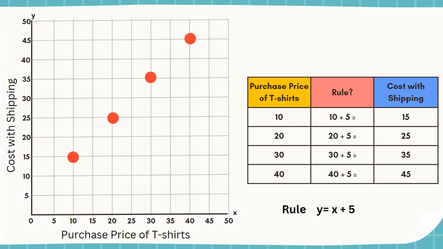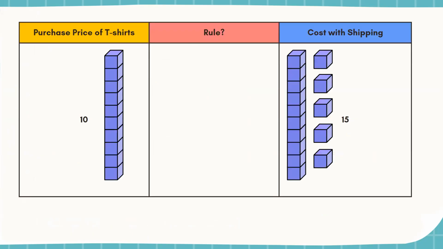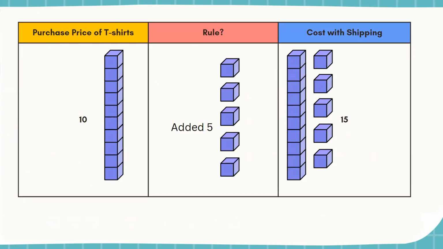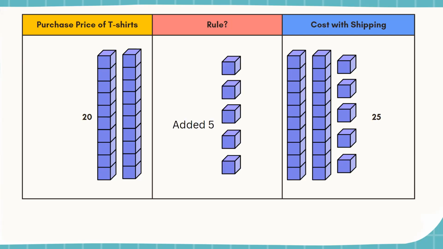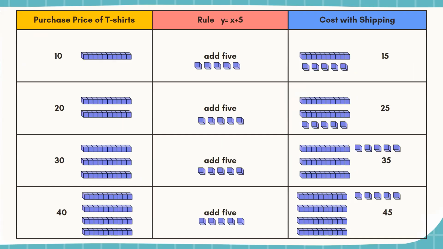At this point, we will use base 10 blocks to represent the first row in our table. The 10 can become 15 by adding 5 blocks. In the second row of the table, the 20 becomes 25 by adding 5 blocks as well. The same is true for the rest of the table, which makes our equation Y equals X plus 5.